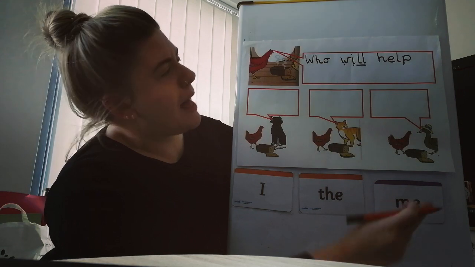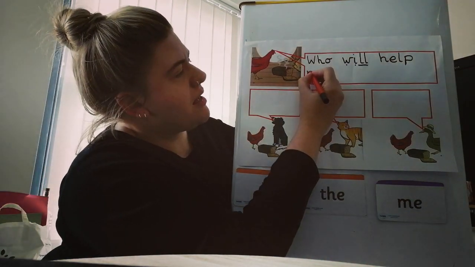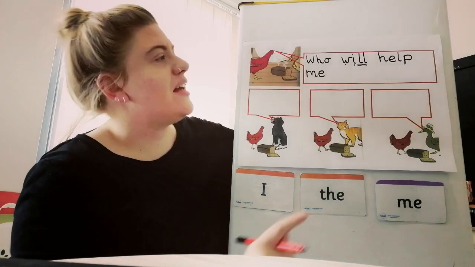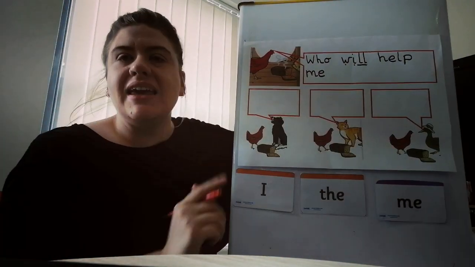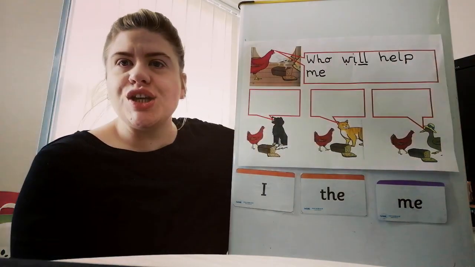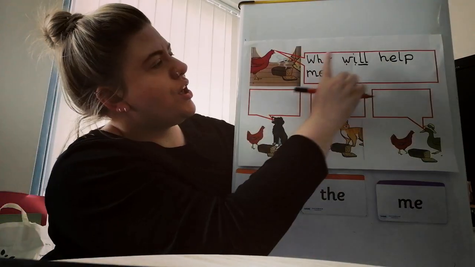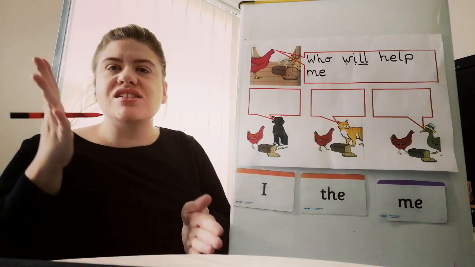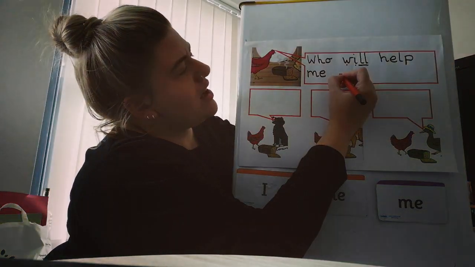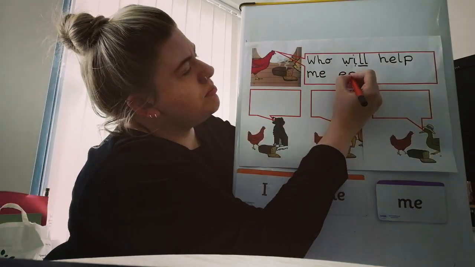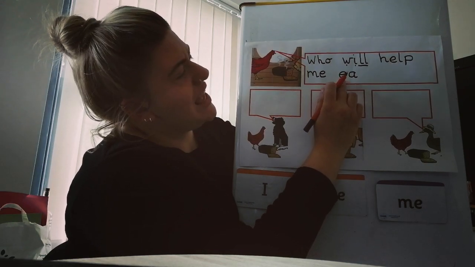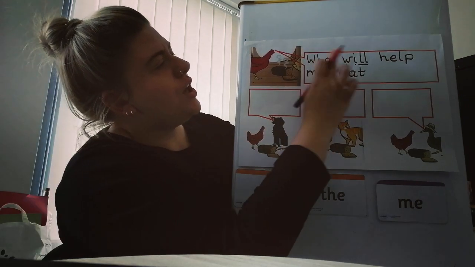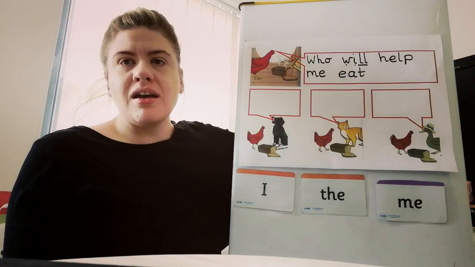So we're just going to copy that one. M-E, me. Okay. Who will help me? And what they're going to do with it, they're going to eat it. Who will help me eat? Eat. So eat, eat. Okay, now our E sound is actually one that we've not done before. So it's actually E-A-T, which is a bit tricky. Okay. Who will help me eat?